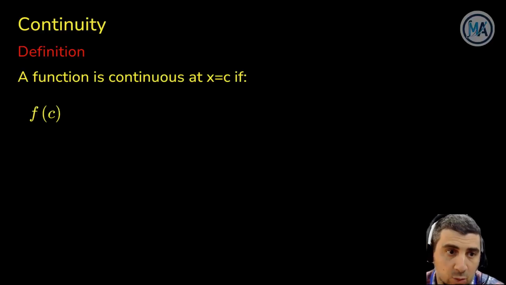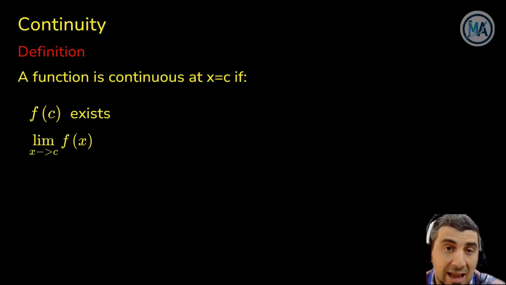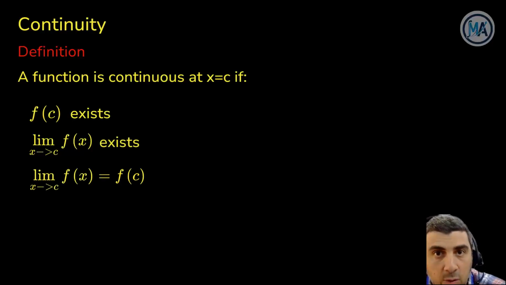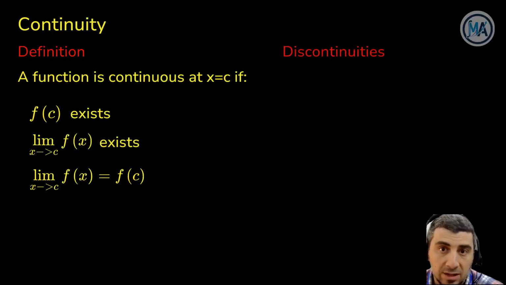There's three conditions. 1, the function has to exist at that point. 2, the limit has to exist as x approaches that point. And 3, the limit has to equal the function value at that point. All three of those must be true. Sometimes this is condensed into the last statement, the limit equals the function value, because for two quantities to be equal, they both must exist in the first place.